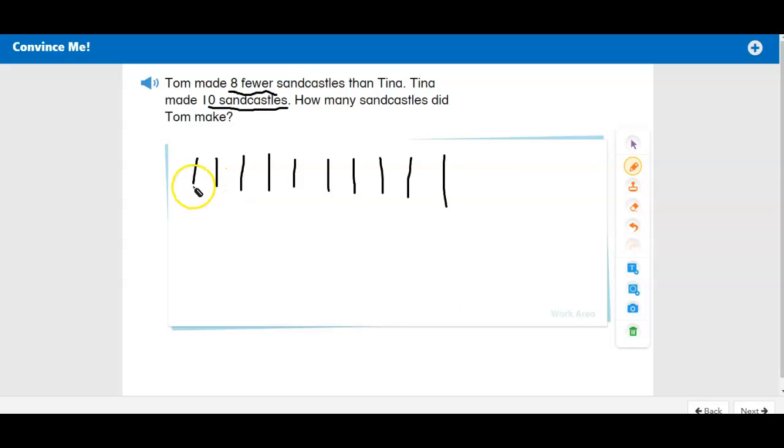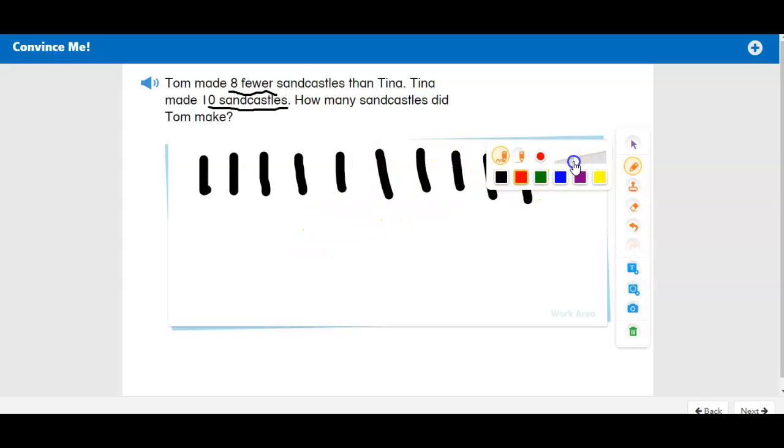So if Tina made 10 sandcastles and Tom made 8 fewer than Tina, that means we need to take away 8 of these sandcastles. So I'm going to take my red pen and I'm going to mark through 8 of these sandcastles, because if Tom made 8 fewer than Tina and Tina made 10, it means we got to take 8 away. So I'm going to put little lines through 8 of these. 1, 2, 3, 4, 5, 6, 7, 8.